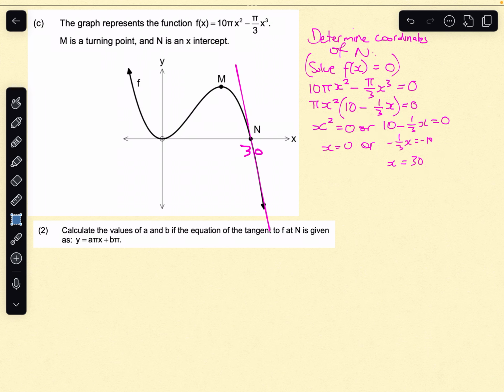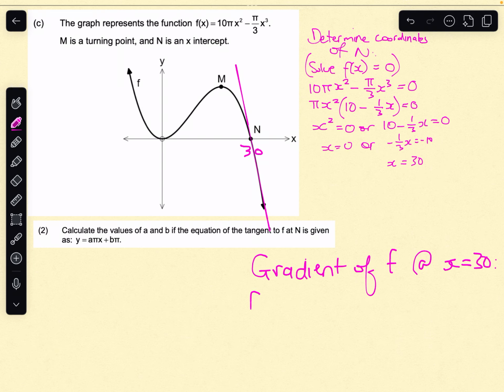Okay, not bad. So we found our x-intercept. Next up, we want to find what is the gradient of the curve when x is equal to 30. So, gradient, I should stop writing in weird places. I must write in places where it's easy for me to grab everything. Gradient of f when x is equal to 30.